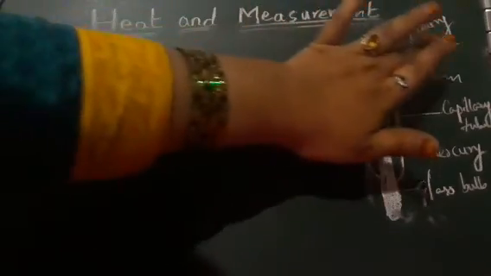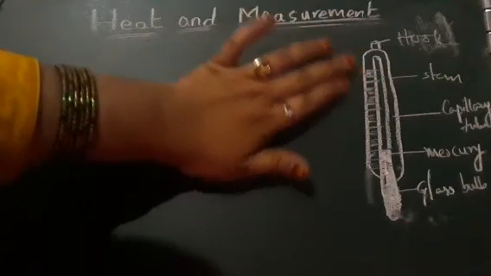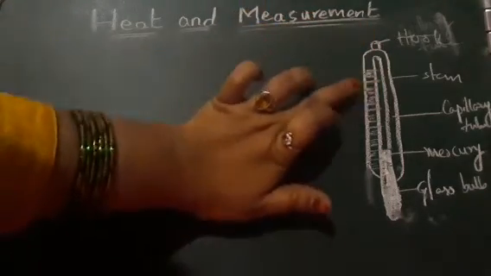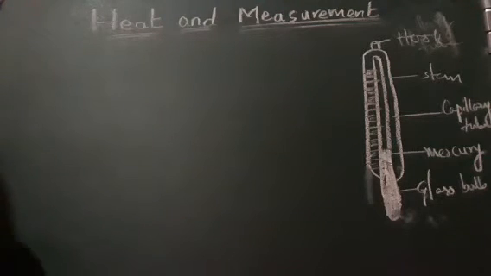Sorry, this is your hook. This is sealed at the top after removing the air, and this is called your hook, stem, capillary tube, mercury, glass bulb. Okay, so all the thermometers are based on the fact that matter expands on heating.